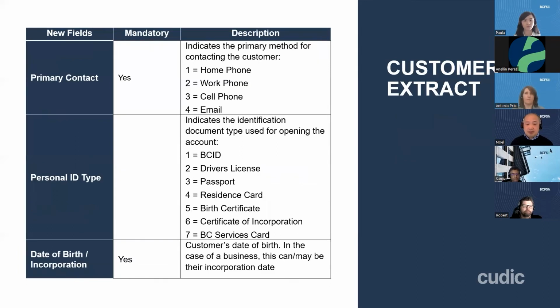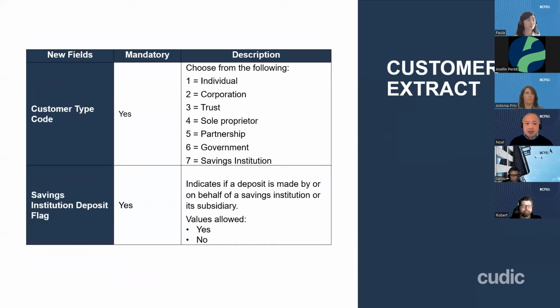Next slide, please. We have also included primary contact information to allow QDIC to contact credit union members should there be any issues with their mailing address. Personal ID type will help us with know your client processes should we need to contact or be contacted by the credit union member. Next slide, please. Some additional fields that we've included in V3 are the customer type and savings institution flags. Next slide, please.